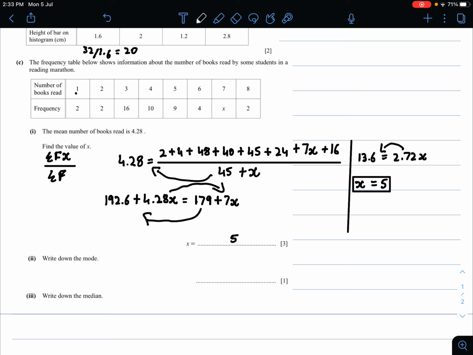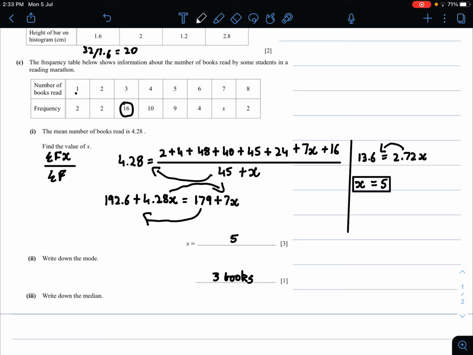Write down the mode. So mode is a number, is the x value which has the most frequency. So in this case 16 would be the most frequency, and therefore your mode would be 3 books. Now let's move on to part C3.